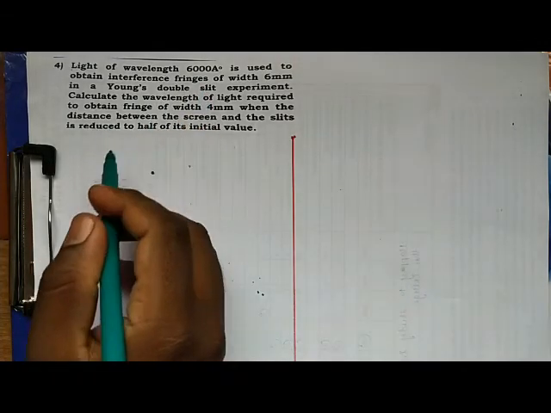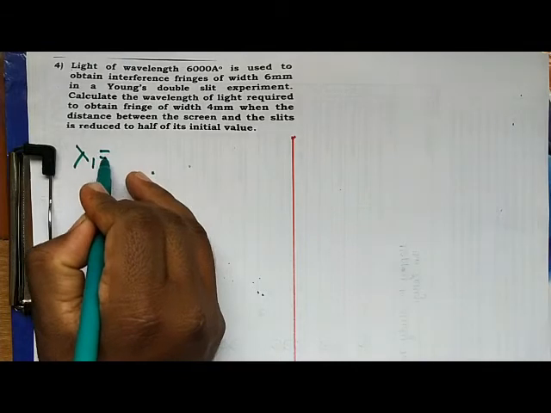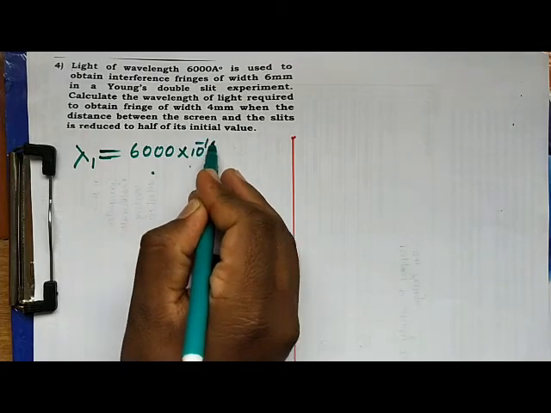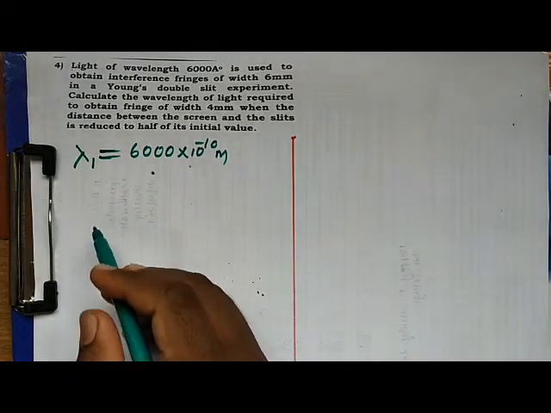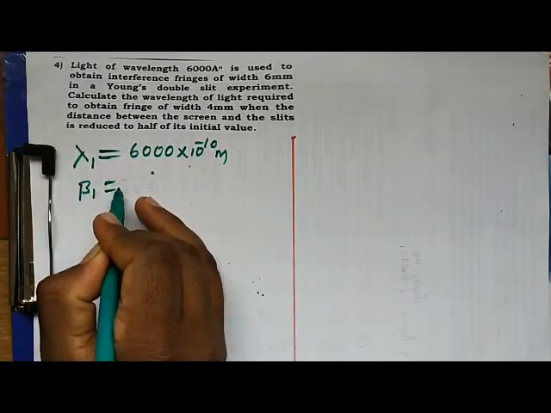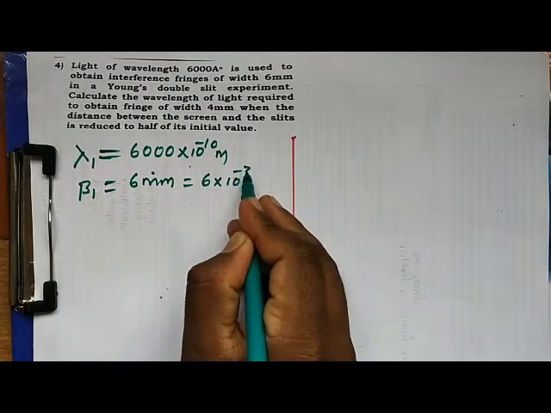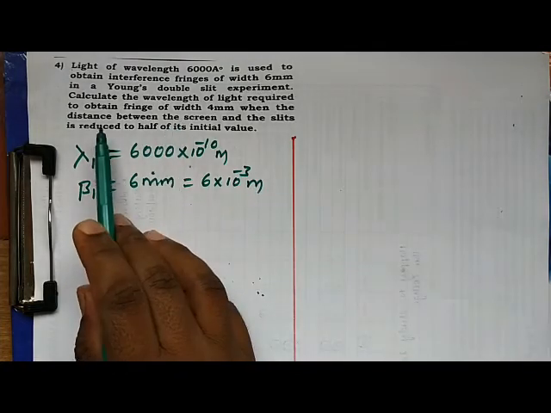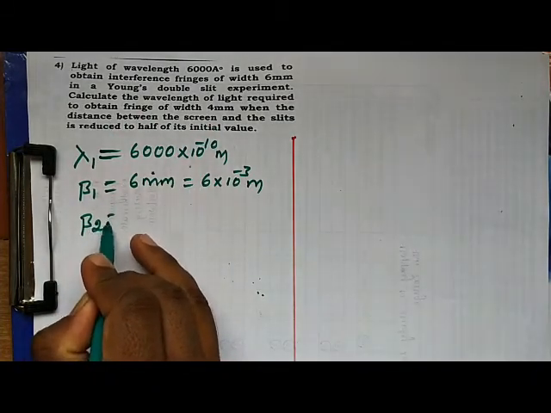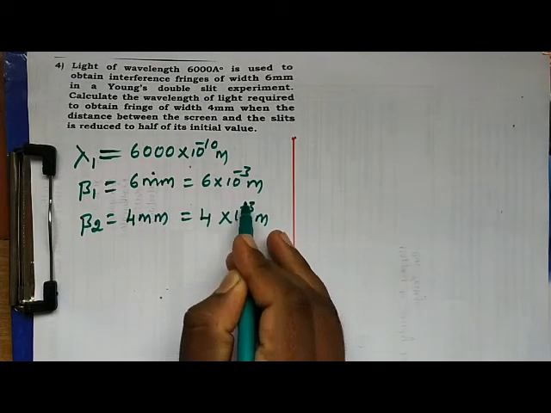Here, light of wavelength 6000 angstrom, lambda 1 is equal to 6000 angstrom, that is 6000 into 10 to the power of minus 10 meter. The interference fringe width is 6 mm, that is 6 into 10 to the power of minus 3 meter. Beta 2 is 4 mm, that is 4 into 10 to the power of minus 3 meter. You convert into the SI system.